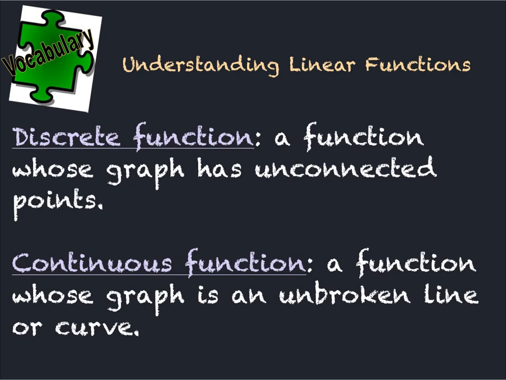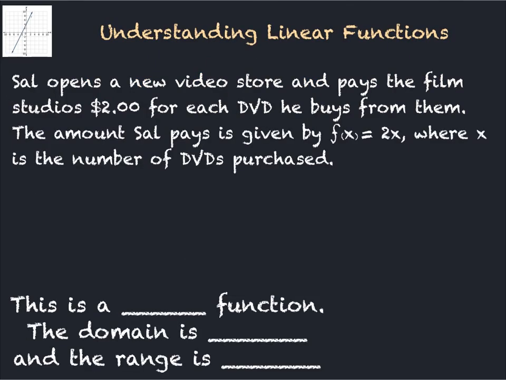Whereas a discrete linear function is a function that has unconnected points that form a line. So it would still be linear. So let's take a look at some examples of this by doing some word problems. Alright, so Sal opens a new video store and pays the film studios $2 for each DVD he buys from them.